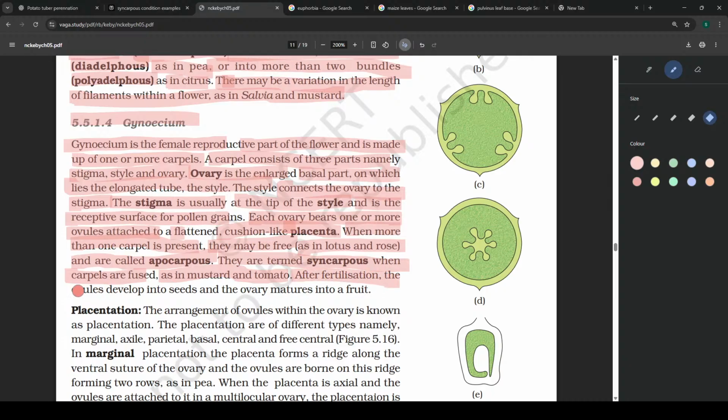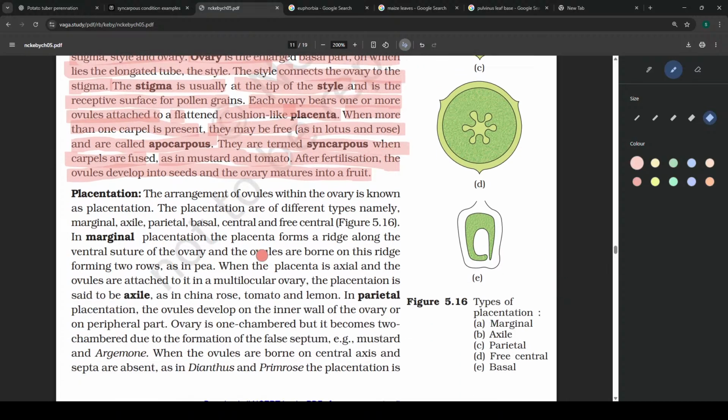After fertilization, the ovules develop into seeds and the ovary matures into a fruit. We'll read more about that later in this chapter.